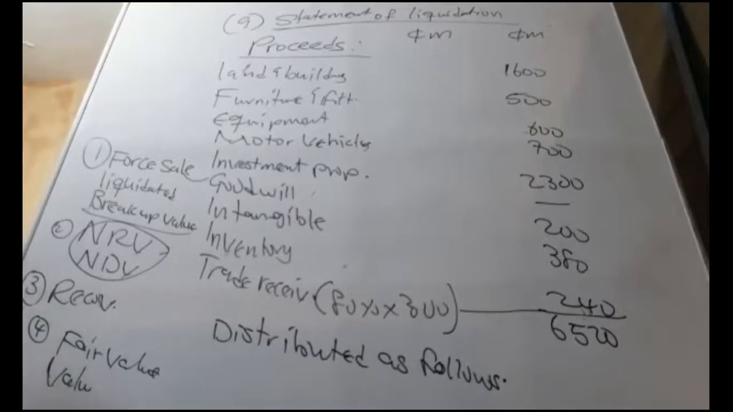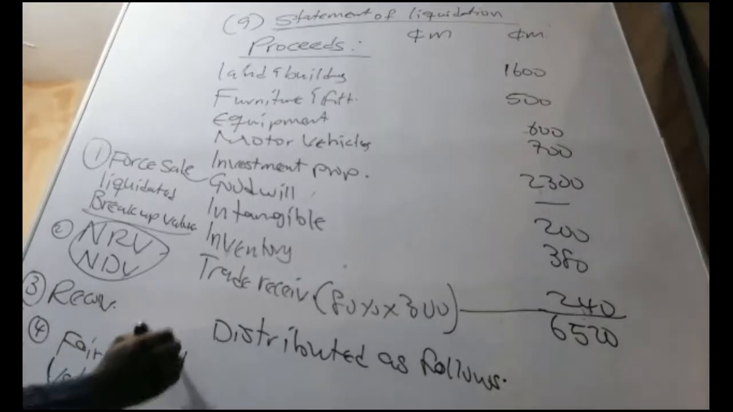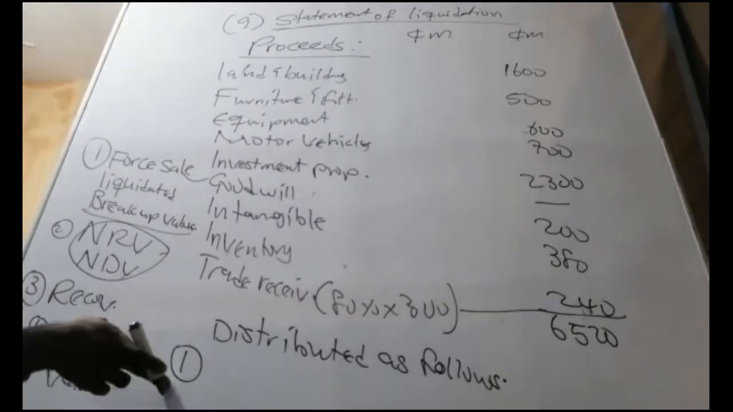Now, distributed as follows. You have to share the money in order. Whom should you pay first? First of all, we have to pay any liability with what? Fixed charge. So the first payment should go to liability with a fixed charge.